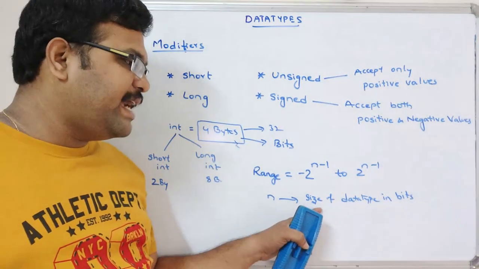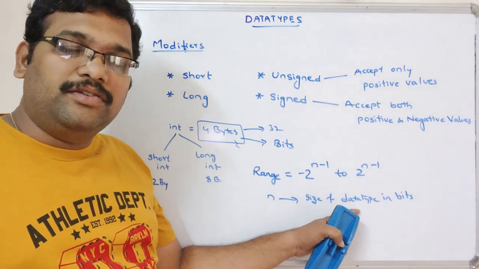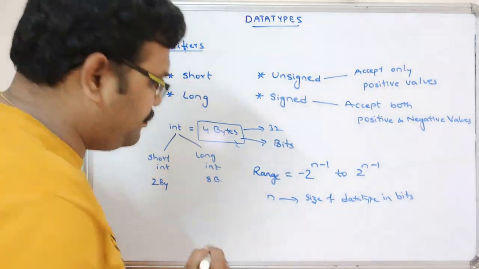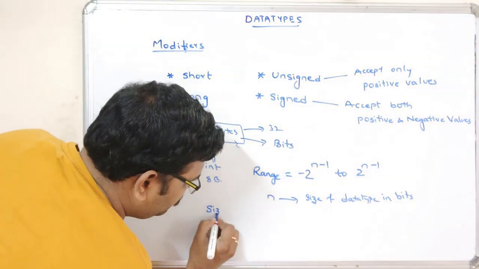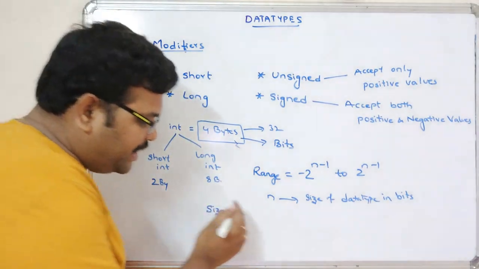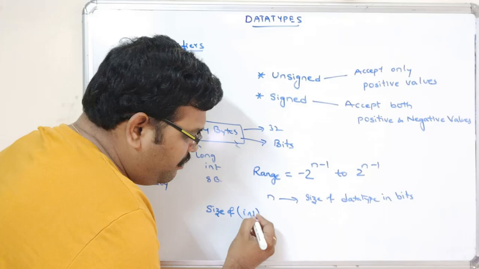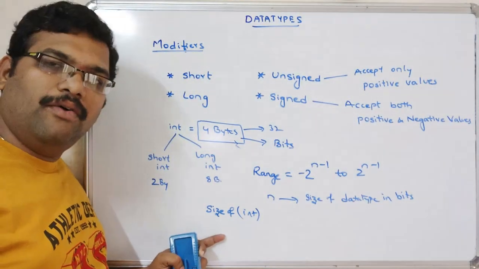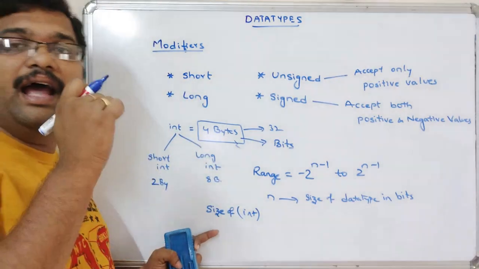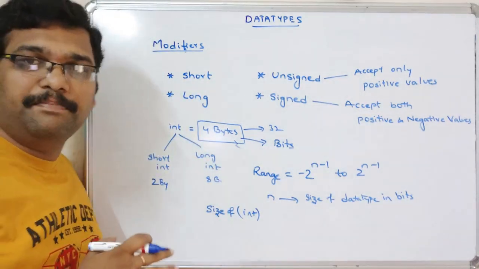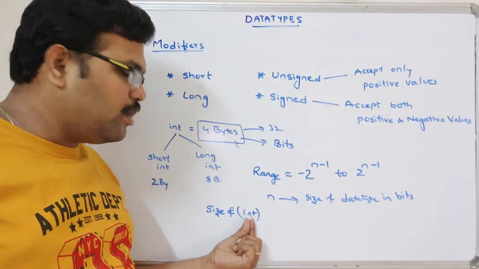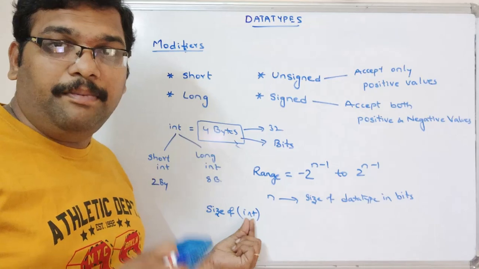And how to find the size of any data type? So similar to our C language, here also we have the sizeof operator. With the help of the sizeof operator, we can have the size of that particular data type. This operator will return an integer that tells the size of that particular data type. We can pass one argument, which can be either the data type or the variable.